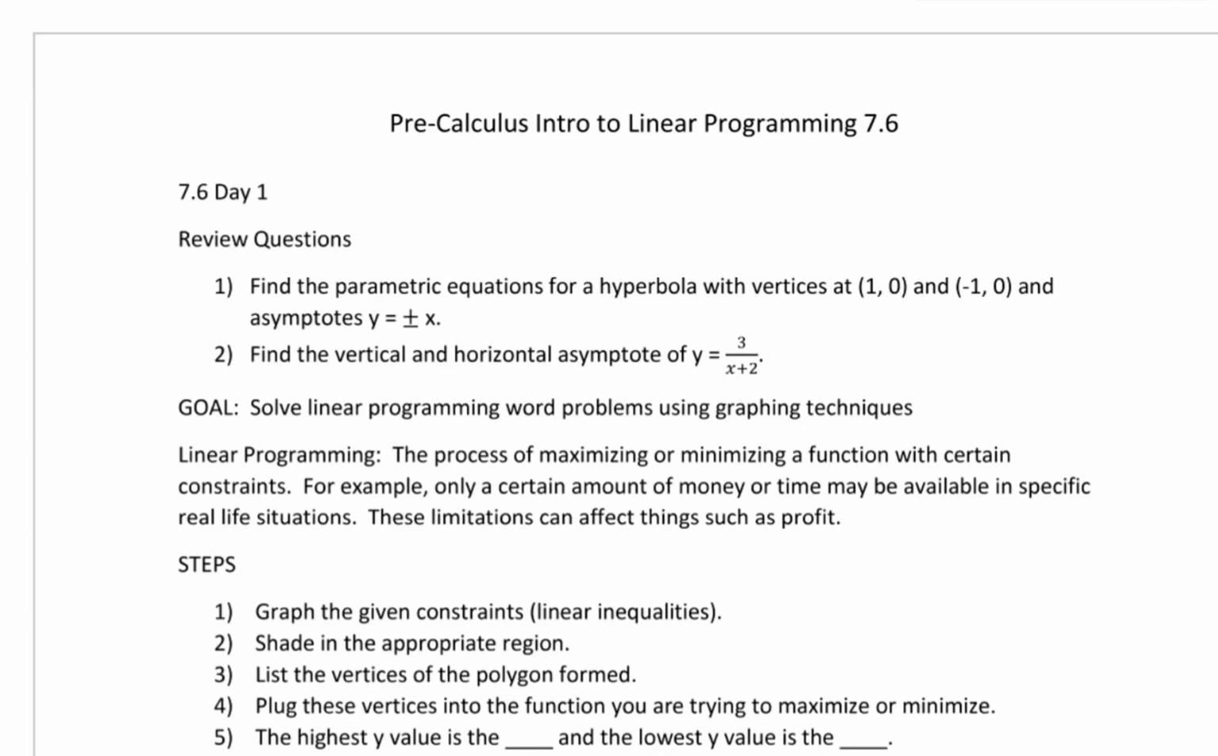All right, welcome back. We are on 7.6 day one. We're going to skip these review questions because the first one can't be done right now since we haven't covered parametric equations. We can do the second one. We'll do it real quick.